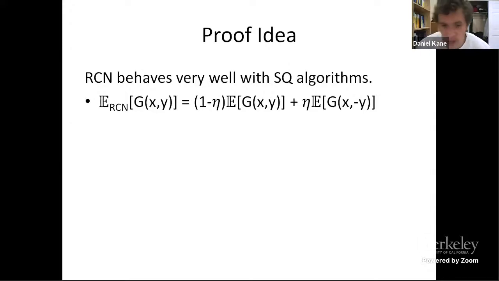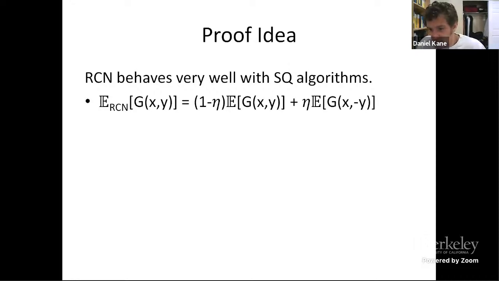And it's a little bit instructive to look at the proof. One way of proving this is that random classification noise behaves very well with respect to statistical query algorithms. In particular, if you've got some test function g, what is the expectation of g of x, y, where y comes with this random classification noise? Well, there's a 1 minus eta probability that y is equal to f of x, and then you just get the expectation of g of x, y with no noise. And there's an eta probability that you flipped y and you get the expectation of g of x comma minus y with no noise.